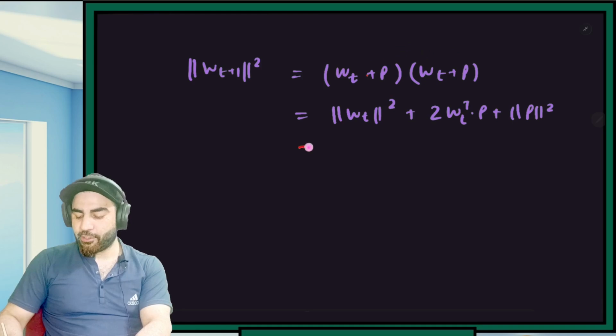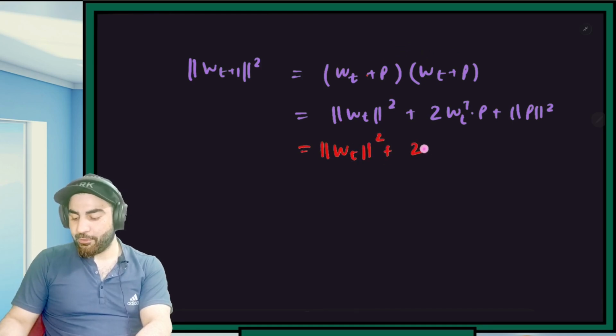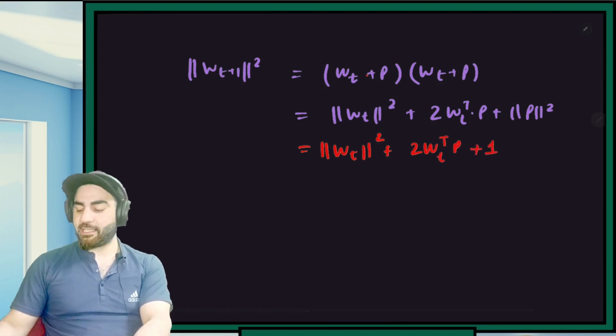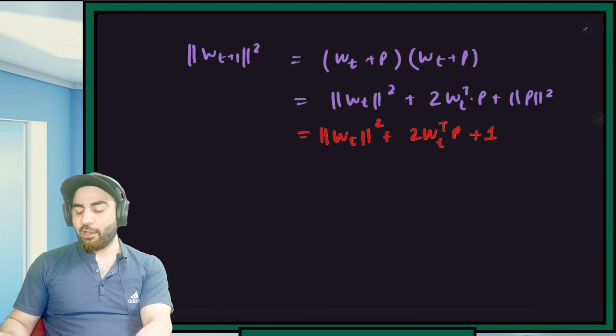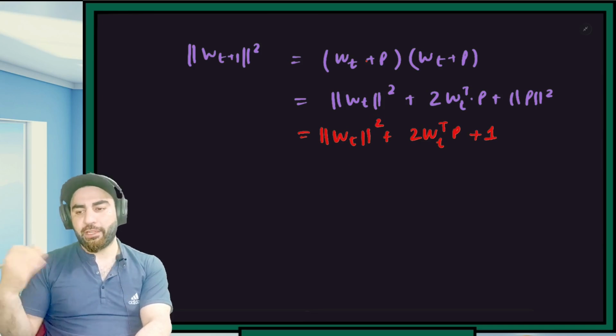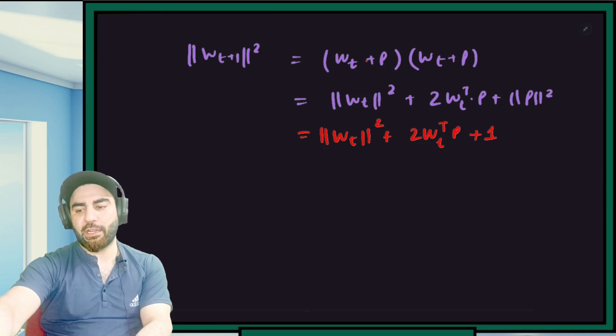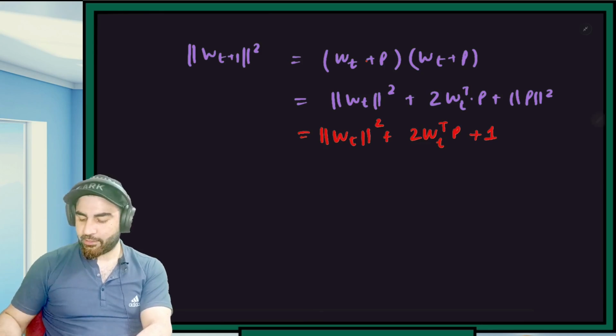So if you see this, this is equal to Wt square plus 2 times Wt transpose of p, plus p square, and this is equal to 1, because this is orthonormal, because we have normalized all of these p's. If we keep on going, we'll keep on doing this. So now let's suppose we go to t minus 1, and we keep on doing this.